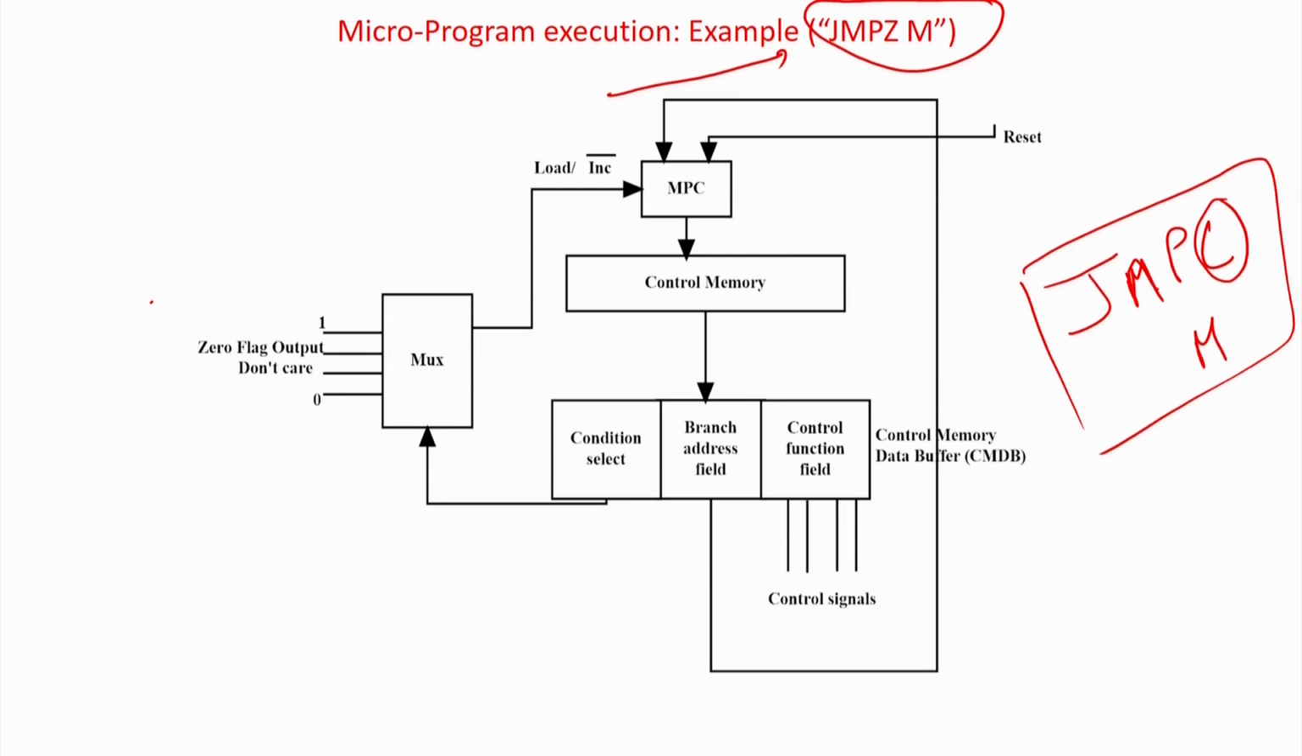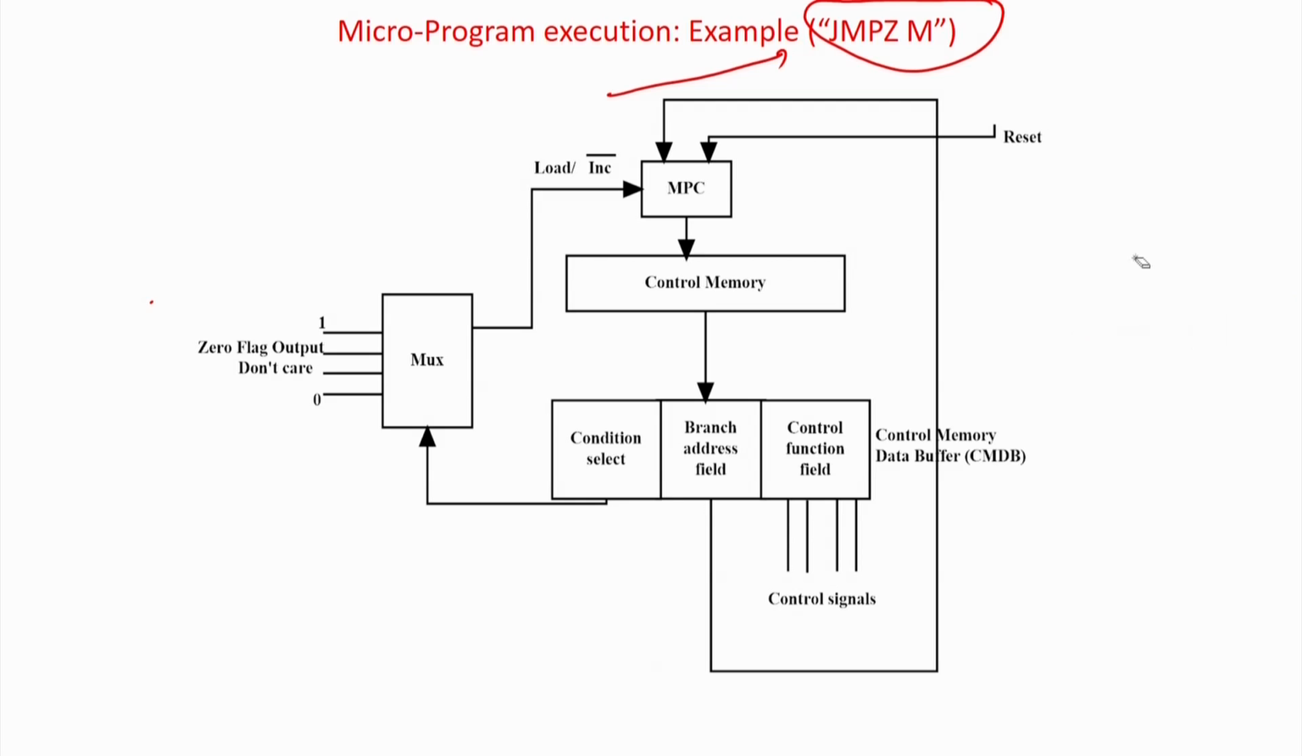In this figure, which we already discussed in the last unit, just as a refresher, these are the control signals to be generated. This is the branch field address. If you have to jump to some location, that value will be given here. That will be loaded to the microprogram control unit if and only if the load value is 1. If the load value is 1, it will take the value of the branch address, and if it is 0, it will just increment the value. Who selects whether we load the branch address field or just increment? That depends on the condition select.